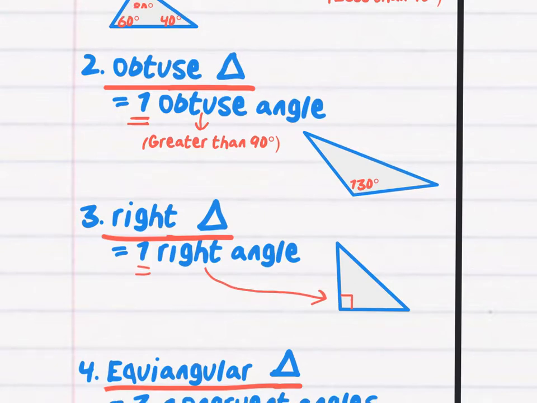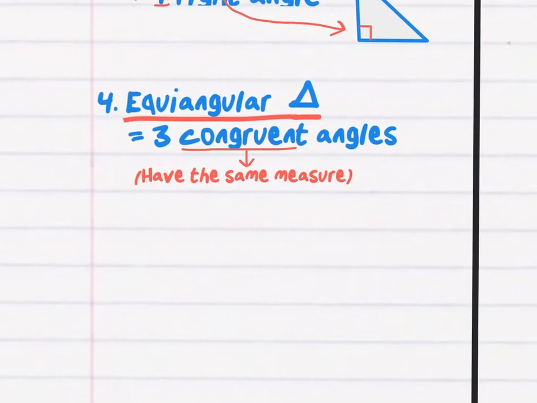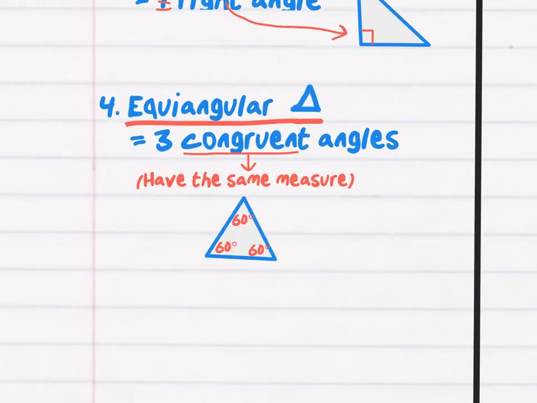So now for the 4th word, we have an equiangular triangle. An equiangular triangle is a triangle that has 3 congruent angles. The word congruent means that it has the same measure. So a triangle with 3 congruent angles will have 3 angles that all have the same degrees. So an equiangular triangle will have 3 angles that are all 60 degrees. Pause the video if you need to finish copying this down, and then press play when you're ready to continue. Please pause now.